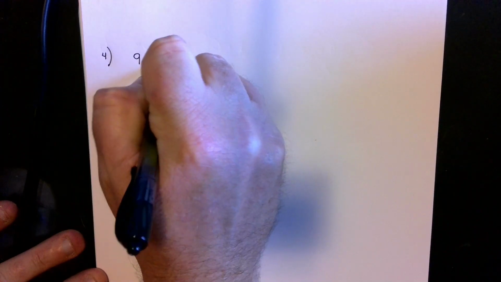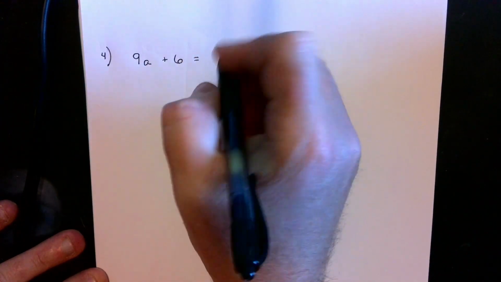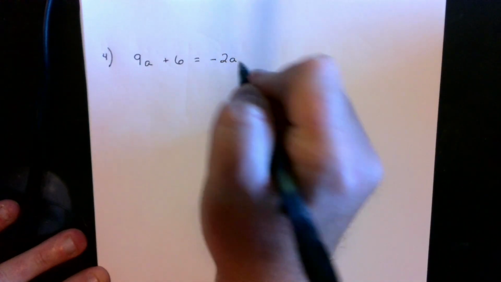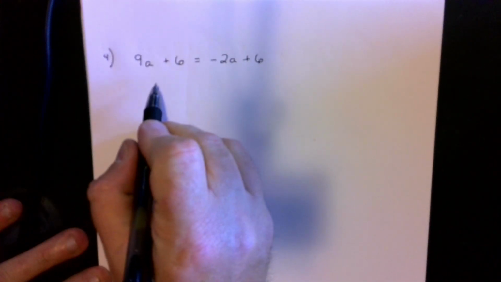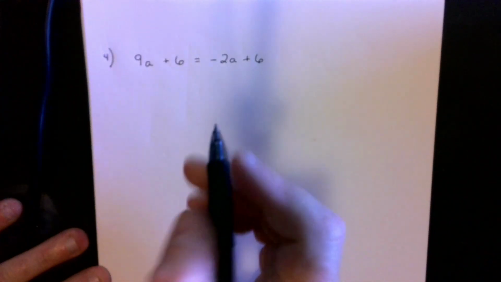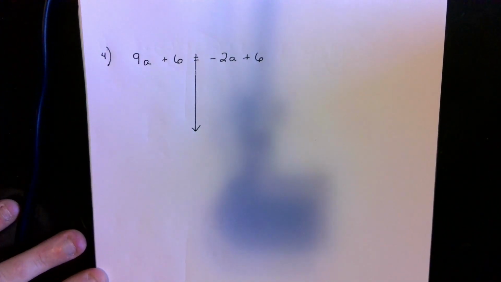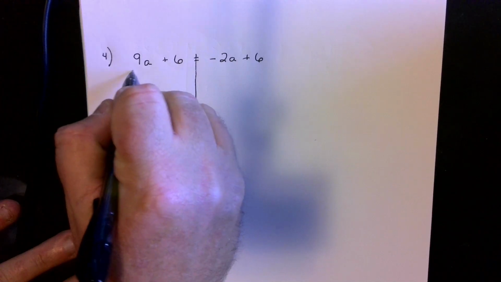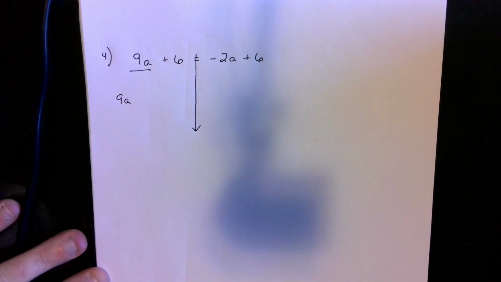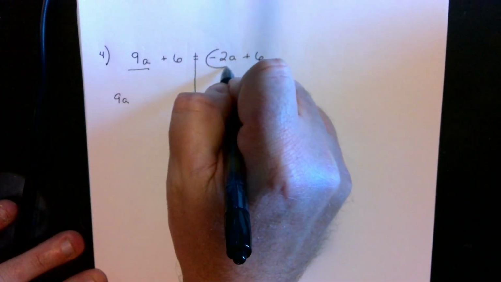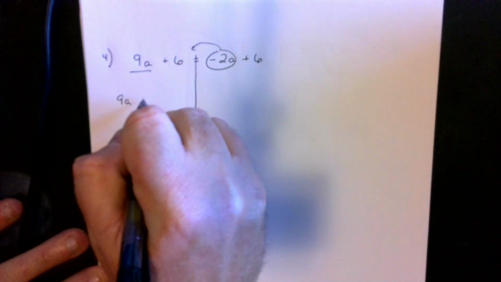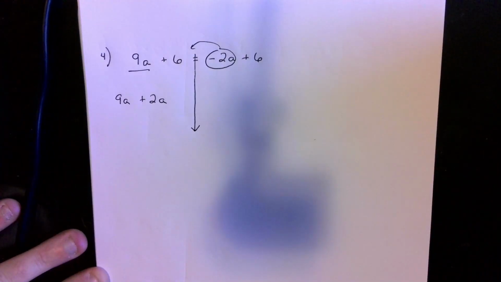Let's say we have the equation 9a plus 6 equals negative 2a plus 6. So again, break the problem in half, get a right hand side and a left hand side. Let's get all our variables together. So 9a is going to stay. Negative 2a is going to come across and change to a positive 2a.